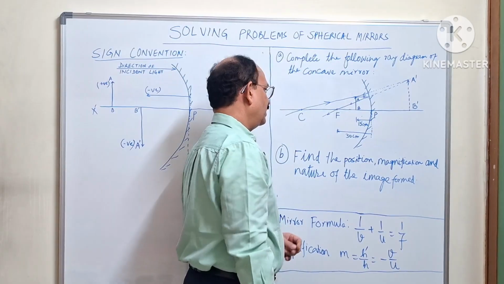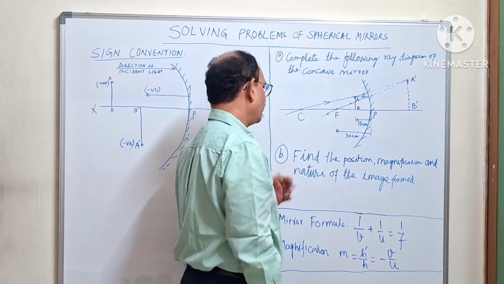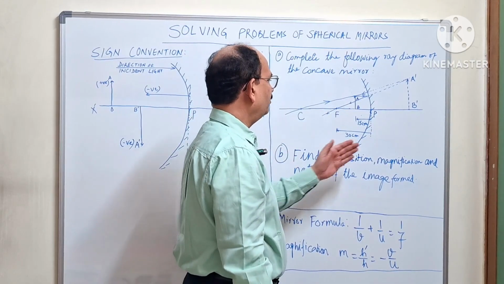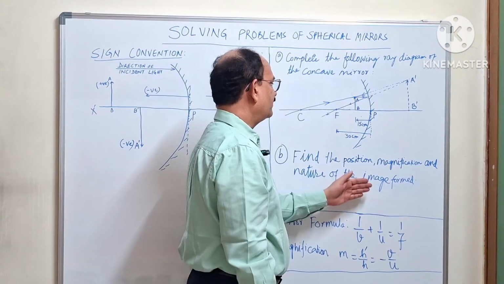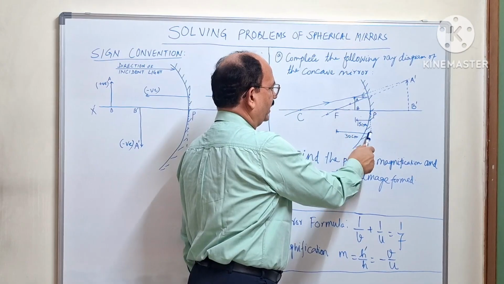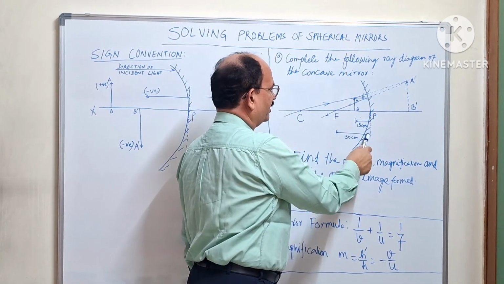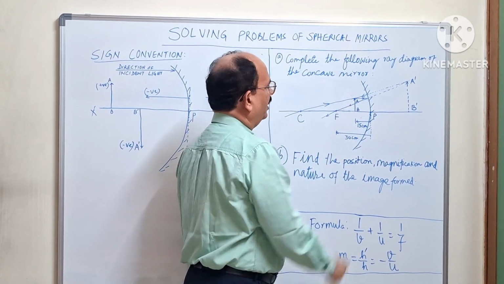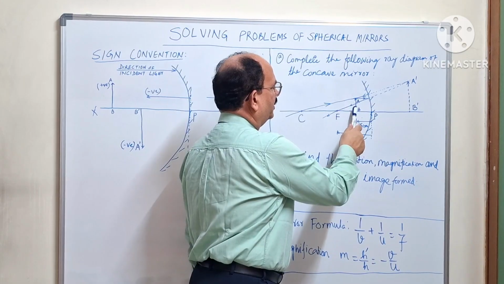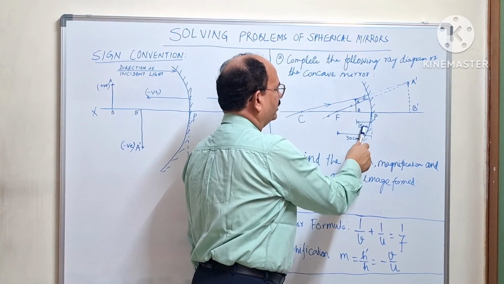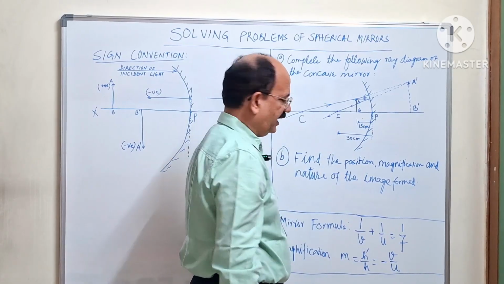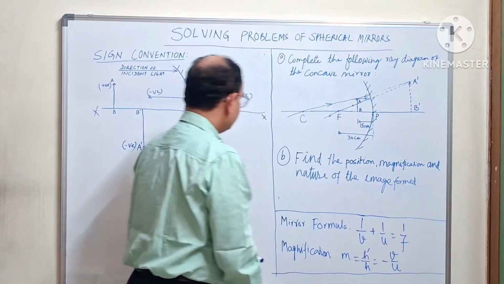Okay. Now let's try solving the problem related to that. The problem is: find the position, magnification and the nature of the image formed when the focal length of this mirror is 30 centimeter and the object is placed 15 centimeter in front of the mirror, and this 15 centimeter has been measured from the pole. Okay. Now let's try solving that.